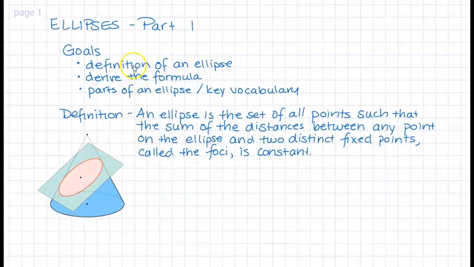So what we're going to do is talk about the formal definition of ellipses. We're going to look at how to derive the formula, and we're going to look at the parts of the ellipse and key vocabulary. So really this video is just kind of the introduction to the ellipse.